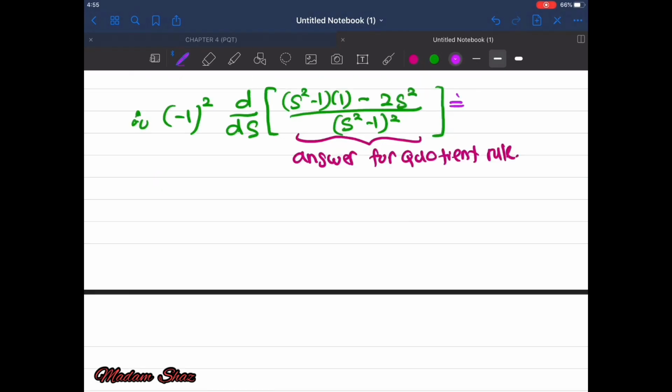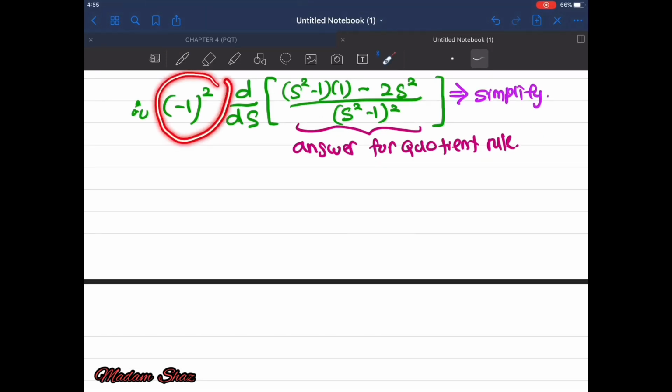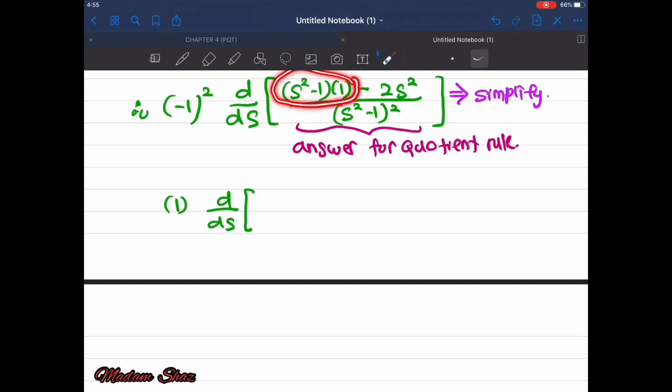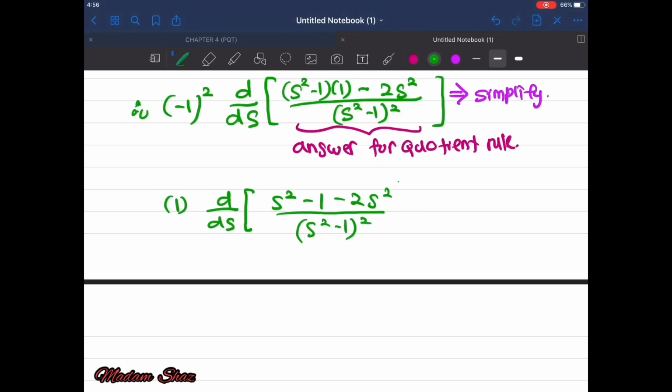So now you have to simplify. Negative 1 to the power of 2 will become 1. d over ds, because we have one more time for the quotient rule. s squared minus 1 multiply with 1 will become s squared. Negative 1 multiply 1 will become negative 1, minus 2s squared, divide by s squared minus 1 to the power of 2.